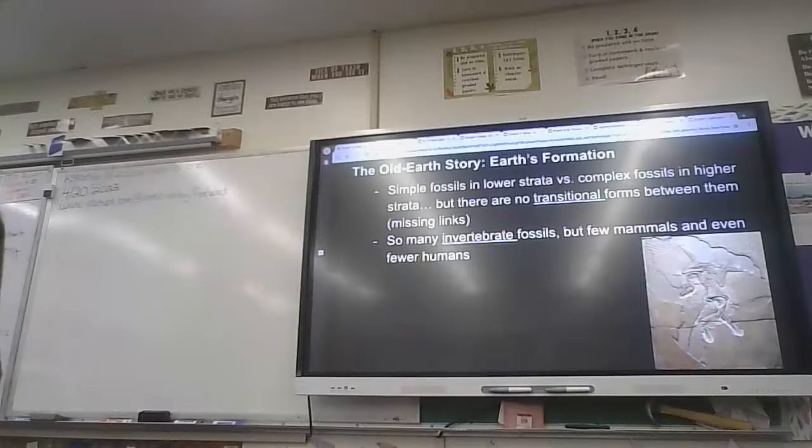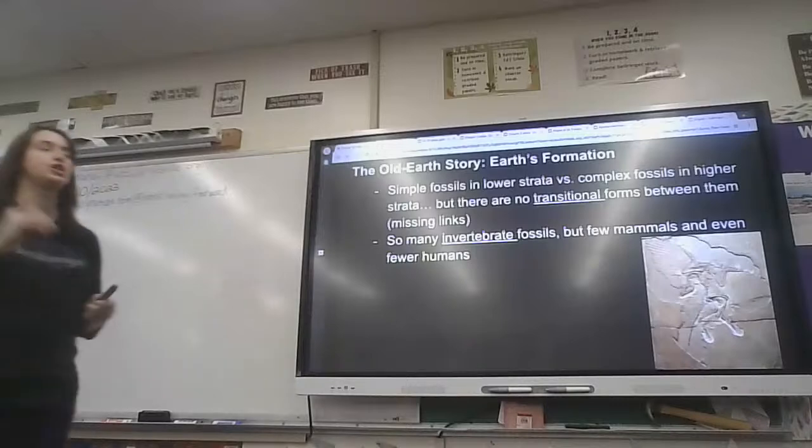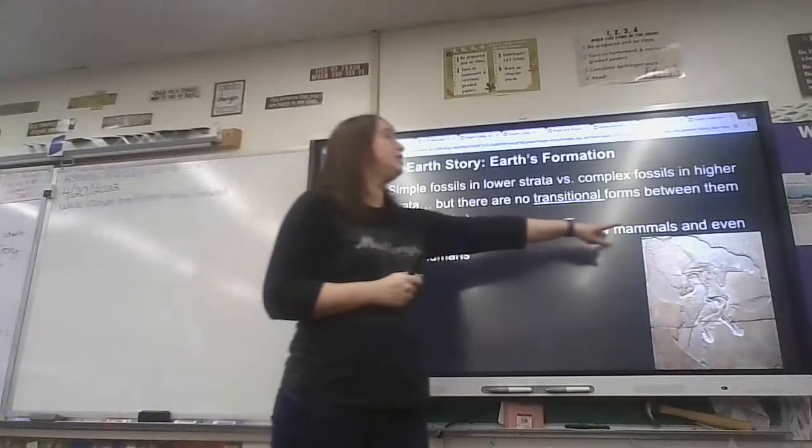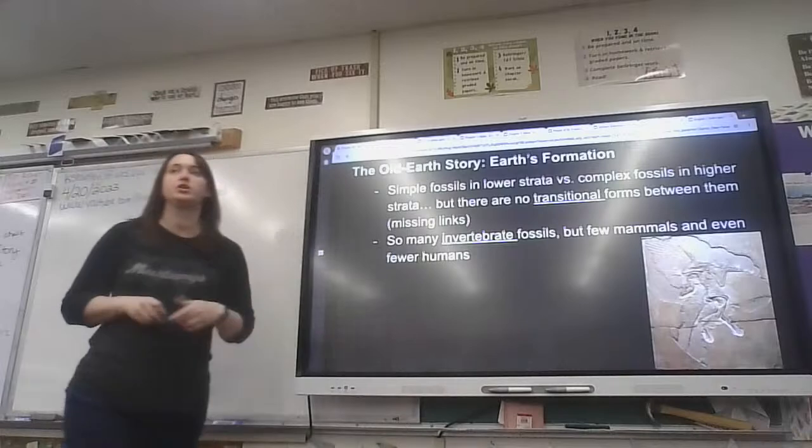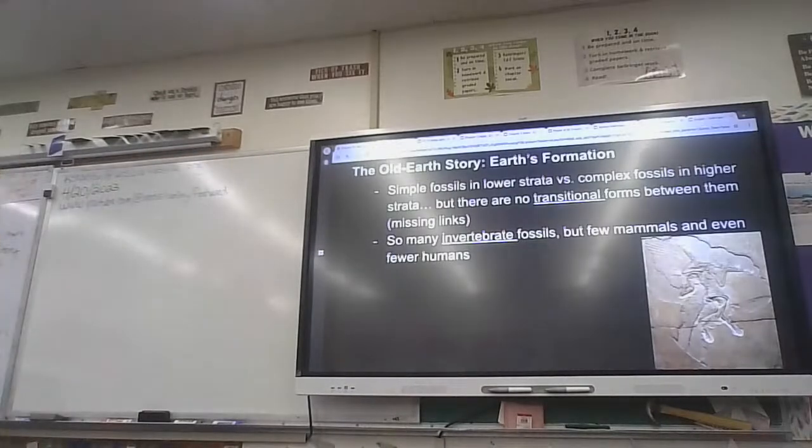Yes. They're like entire... inside. It's basically nothing but spines and ribs. But we don't find very many mammals, and we find even fewer humans. We'll come back to that idea when we cover it with the young Earth story.